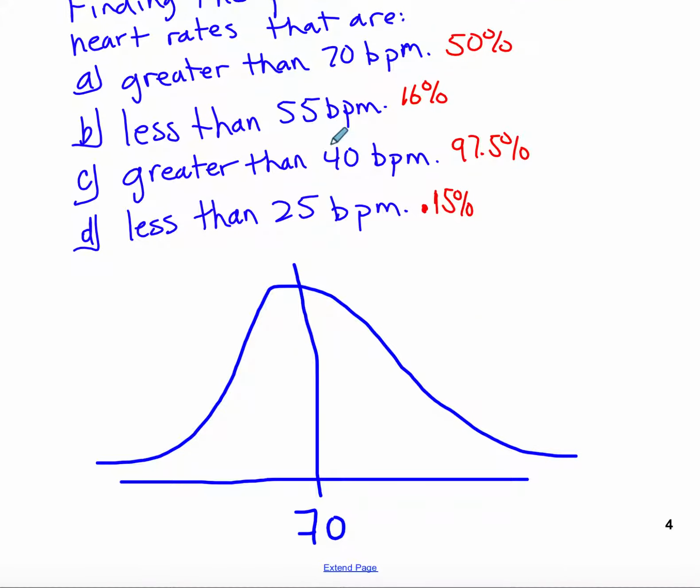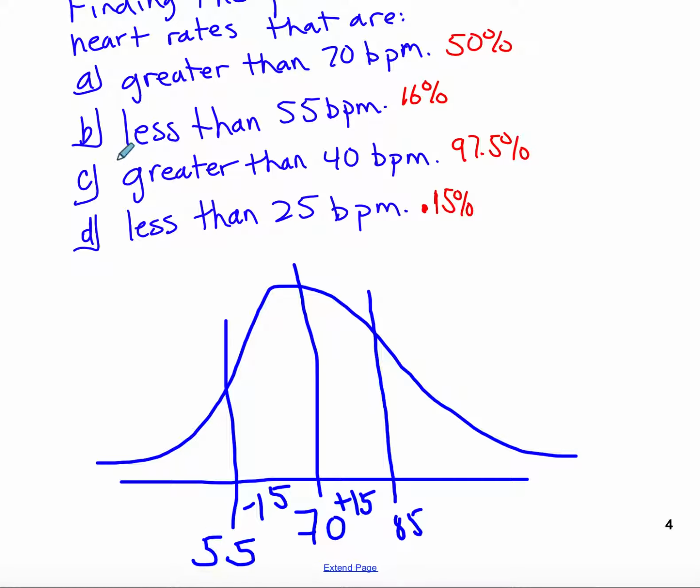Let's go ahead and put the standard deviations in here. So if we're going to add one standard deviation, that's 70 plus 15. So you're going to add 15, and you get 85. And then we're going to do the same thing. We're going to subtract one standard deviation. 70 minus 15 is 55.